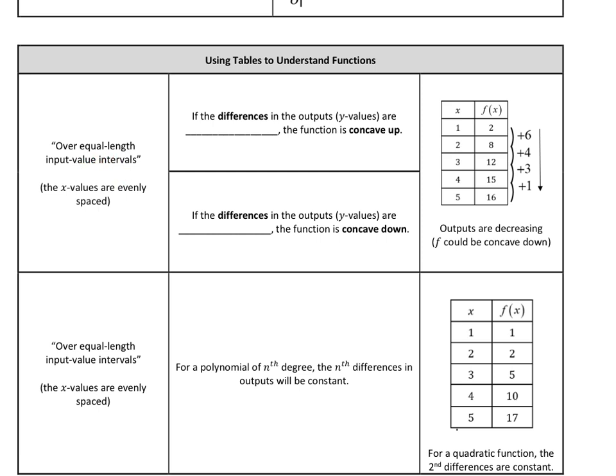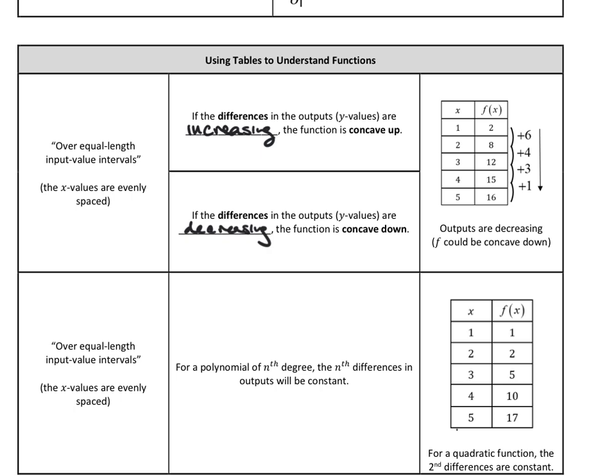If the differences in the outputs are increasing, that's a word we're writing in. Wow, I cannot spell the word increasing today. If the differences in the outputs are increasing, that means that the graph is concave up. If the differences in the outputs are decreasing, that means that the function is concave down. This refers back to the types of slopes we had on the first page.